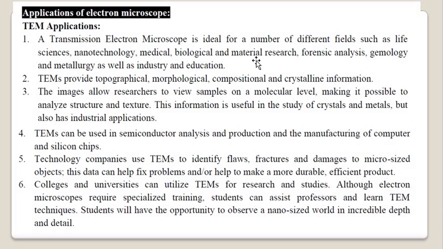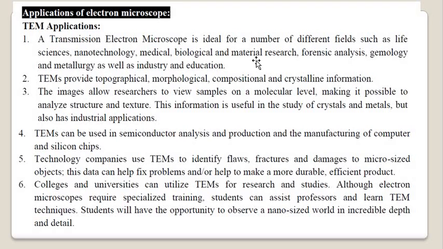So colleges and universities can utilize this transmission electron microscope for research studies, and this electron microscope requires specialized training, so students can assist their teachers in operating this transmission electron microscope and also get trained. So students will have the opportunity to observe the nano-sized world in incredible depth as well as detail, which cannot be possible with the help of a simple compound microscope.